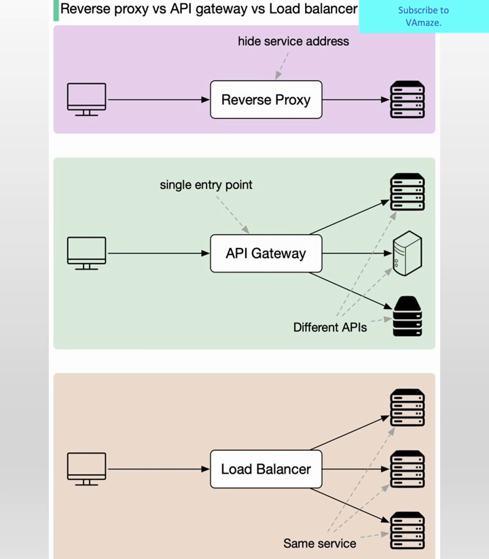simple backend protection, complex API orchestration, or high availability scaling. Each solution addresses different aspects of the modern application delivery challenge, and the best architectures often combine multiple approaches to create robust, scalable, and maintainable systems.